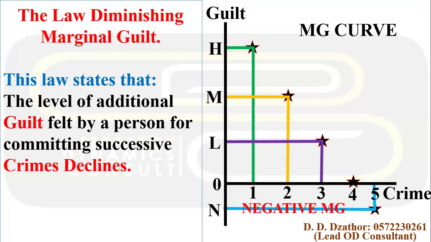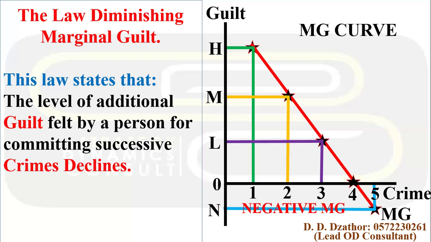So if we join all these plots together, then we'll get the marginal guilt curve, which is also negatively sloping, meaning there is a negative relationship or inverse relationship between the level of guilt that we feel or the shame that we feel and the number of times we commit that same crime. So that is what we call the negative marginal guilt. The person even becomes happier for committing that particular crime.